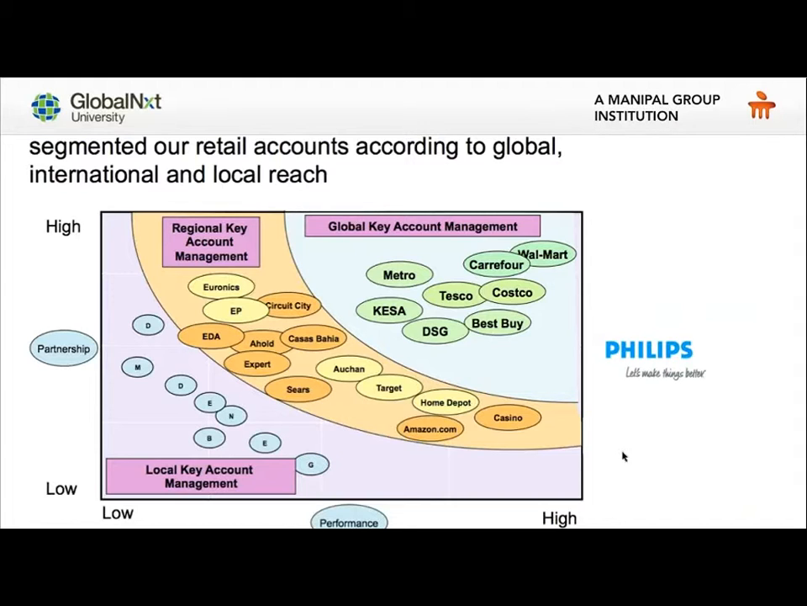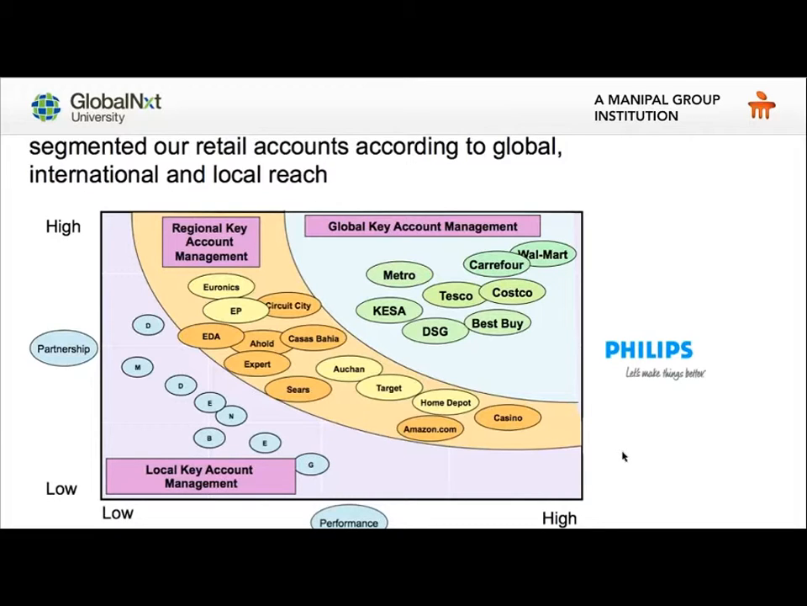Obviously, those are the accounts that they're going to spend a lot of time on and have dedicated account managers looking after. At the second tier, they have what they call regional key accounts. So these are very much within a particular geographical region. They have a few accounts there. And then they have their local key accounts, where this is really the third tier, and less emphasis on these particular accounts. But basically, that's how they do their matrix.